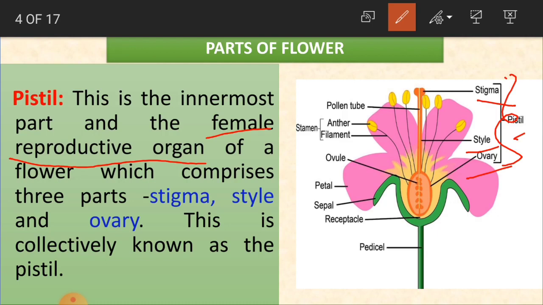Okay. If you see here, where is the ovary? At the bottom here, this part is the ovary. What is attached to this ovary is known as style, and the topmost part of this style is known as stigma. Understood, children? So pistil has three parts, that is stigma, style and ovary, and the stigma is the innermost part of the pistil.